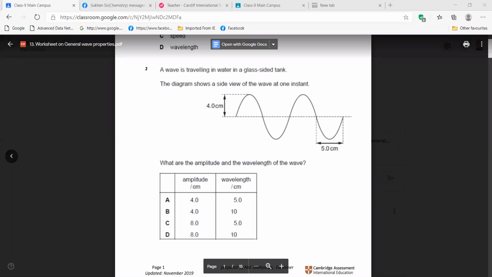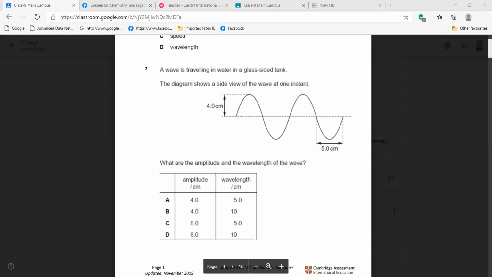I know Saad is ready with the answer. Saad, can you tell me the answer? Then I will explain. The answer is B, sir. Yes, your answer is correct. And how is it B? I'm showing you, everyone, 4 centimeter amplitude.